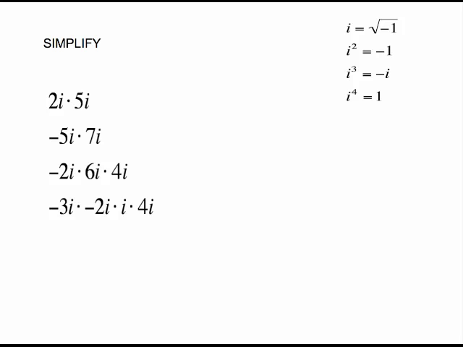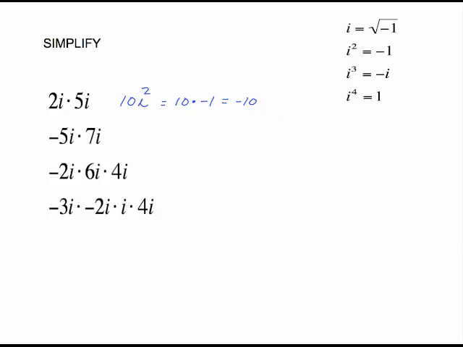To multiply these, it's just using your exponent laws. 2i times 5i is just 10. i times i is i squared. And if this were a plain old variable, you'd be finished. But we know from the chart that i squared equals -1. So I can write this as 10 times -1, which gives me -10.